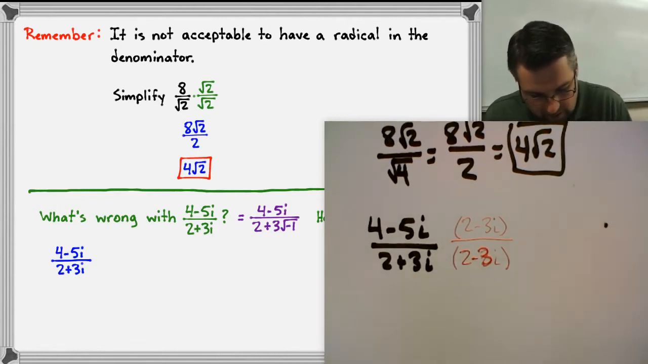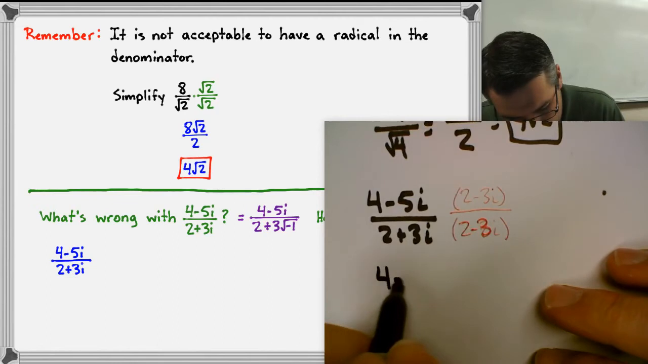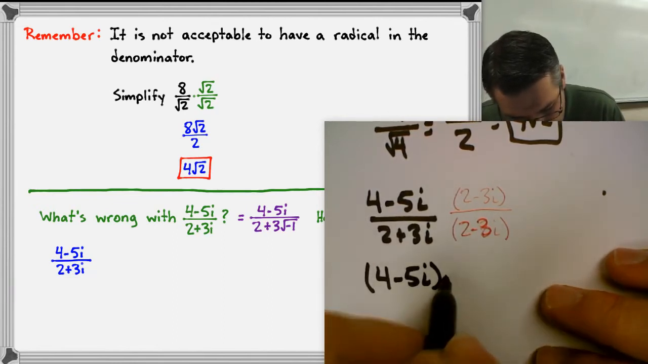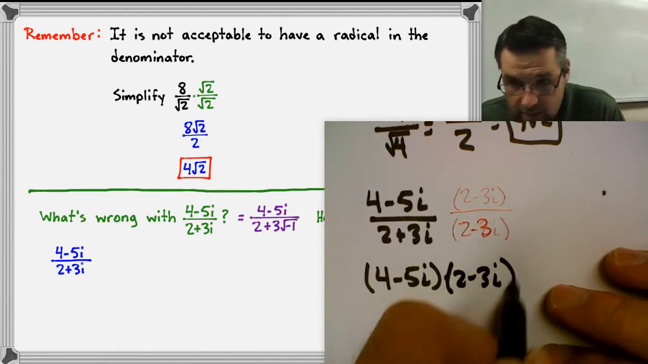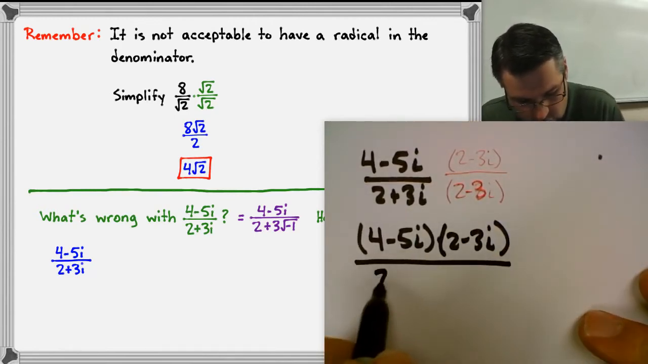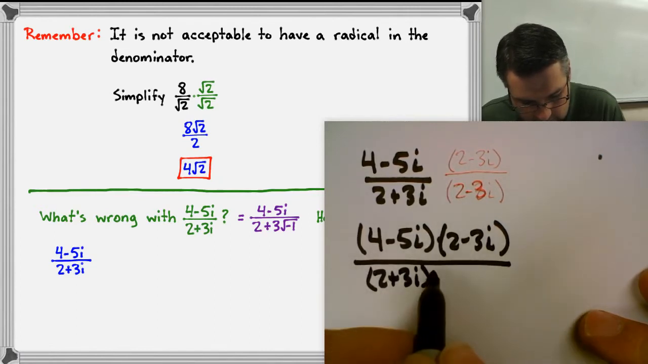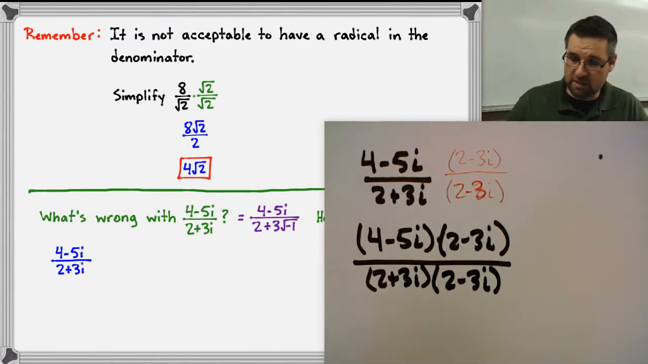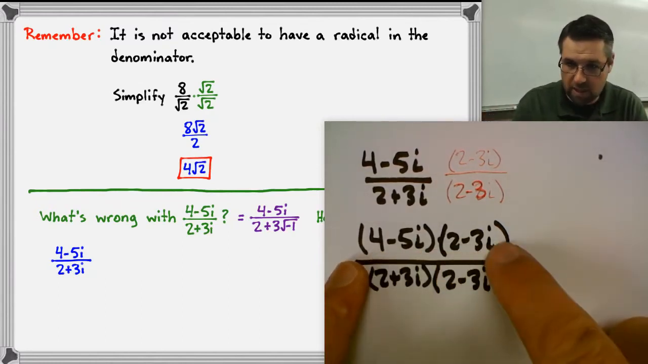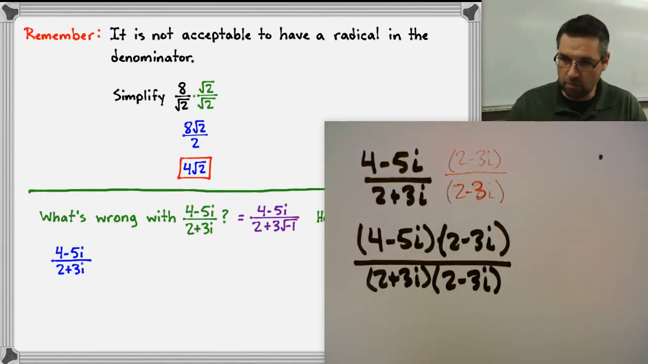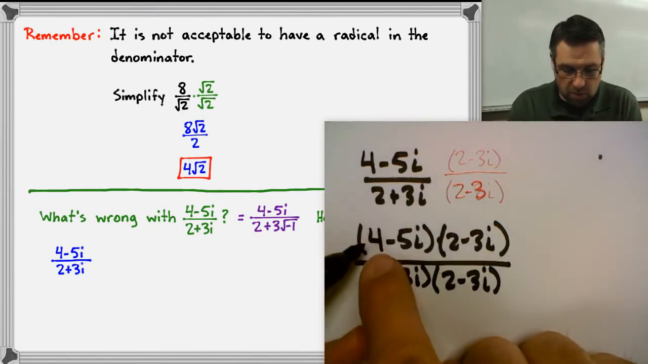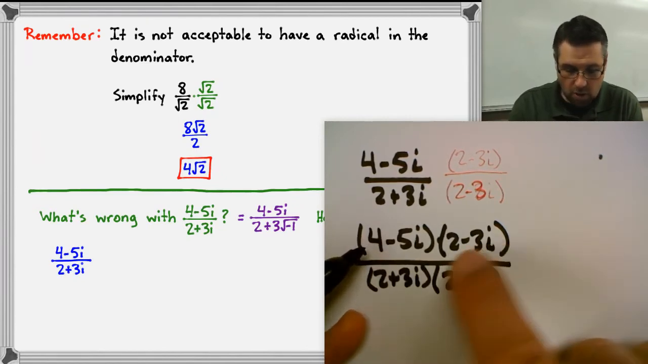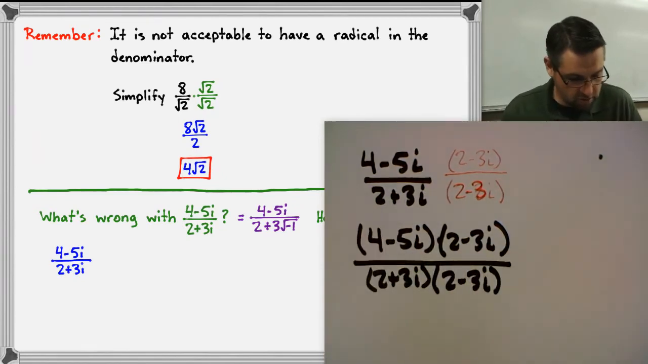So now let me rewrite this. Let's do the top. We end up with 4 minus 5i times 2 minus 3i. And then on the bottom, we end up with 2 plus 3i times 2 minus 3i. Now, you can expand all this if you need to. You'll expand it to say 4 times 2 minus 3i minus 5i times 2 minus 3i. But we should be getting to the point now where we can recognize the FOIL method a little bit quicker. Remember, we just want to multiply the 4 times both of the second terms. We want to multiply the negative 5 times both of the second terms. So we're going to multiply the 4.